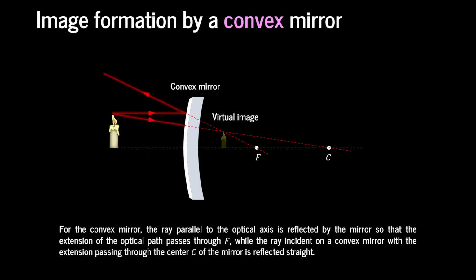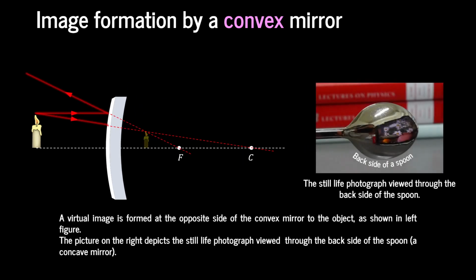For the convex mirror, the ray parallel to the optical axis is reflected by the mirror so that the extension of the optical path passes through F, while the ray incident on a convex mirror with the extension passing through the center C of the mirror is reflected straight. A virtual image is formed at the opposite side of the convex mirror to the object, as shown in the left figure. The picture on the right depicts the still life photograph viewed through the back side of the spoon, a convex mirror.